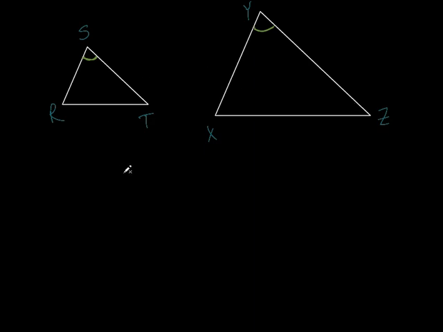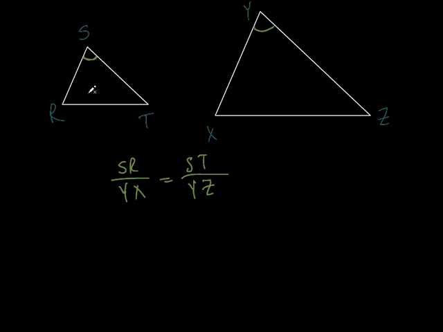Now, watch what else I know. This is the other thing that they tell me. They tell me that SR to YX equals ST to YZ. Now again, they don't say that this side is equal to this side and this side is equal to this side. They say the ratio of the sides. The ratio of this one to this one is equal to the ratio of this one to this one. It means those two sides are in proportion.